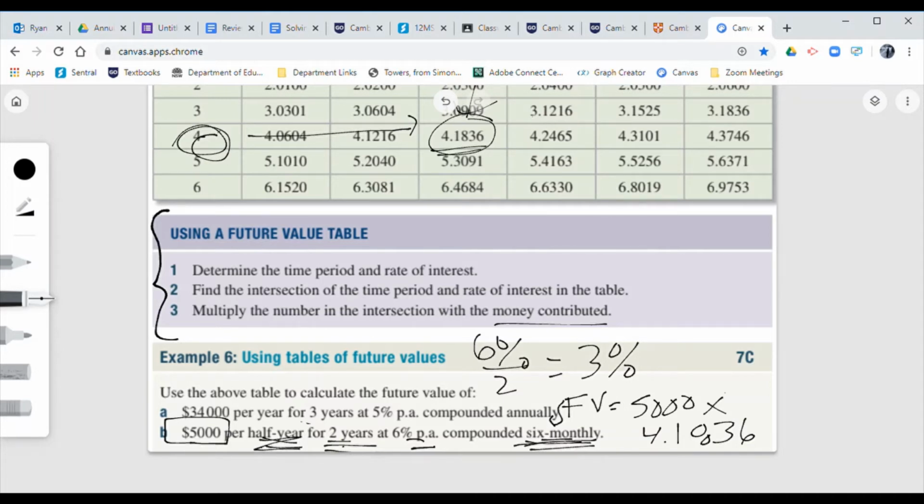So that makes 5,000 multiplied by 4.1836, and that equals, I have no room down here at the bottom, so it equals $20,918. That's how you get the answer for B. I'll be making you another video on how to do the other example, example 7.